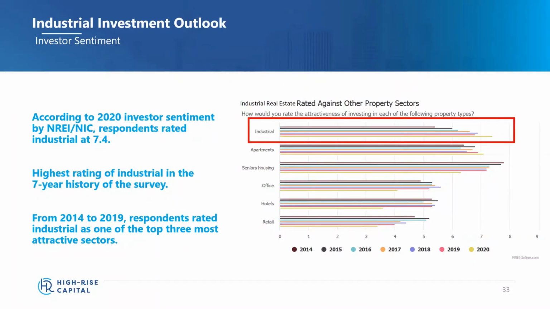So what has been the investor sentiment in this sector? According to a 2020 investor sentiment survey conducted by NREI and NIC, respondents rated industrial at 7.4, the highest rating of industrial in the 7-year history of this survey. And if you see here, between 2014 and 2019, respondents rated industrial as one of the top 3 most attractive sectors, but finally it's now gotten the attention of more investors, and it's actually the most attractive, I guess if you want to call it, investment class in commercial real estate now.